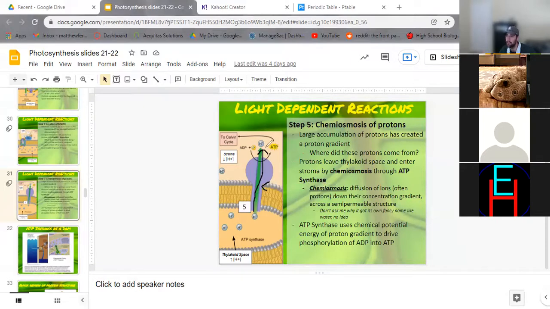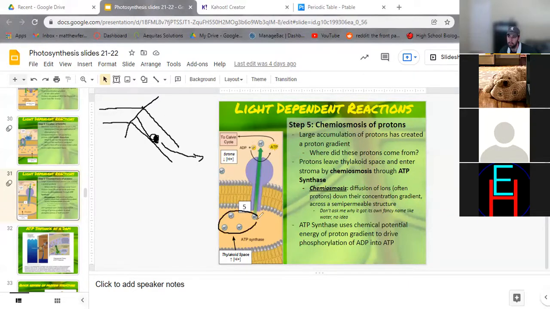The channel protein in use is ATP synthase. Picture ATP synthase as a dam. A dam works because the water in a river flows into the dam, turns a bunch of turbines to create static electricity, and then flows out. That's what ATP synthase is really doing here.